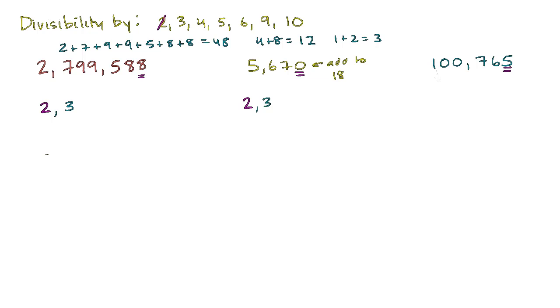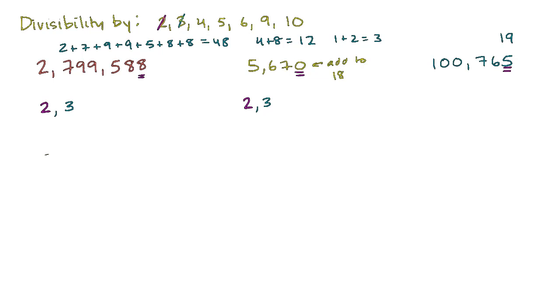Divisible by 3. And then finally, let's add up these digits. 1 plus 0 plus 7 is 8, plus 6 is 14, plus 5 is 19. Did I do the 8? Yep, 19. So we summed up the digits. 19 is not divisible by 3. So this one, we're not going to write a 3 right over there. It's not divisible by 3.